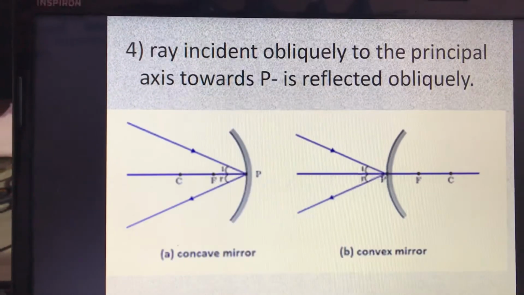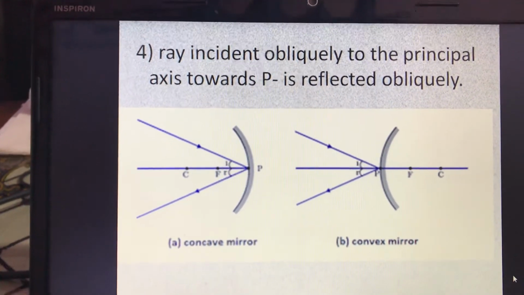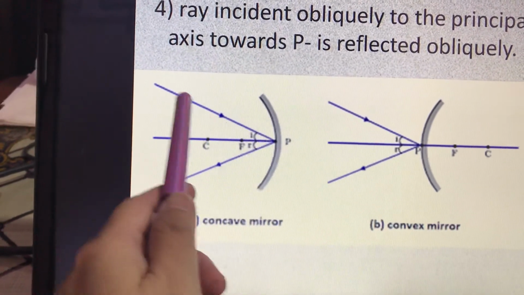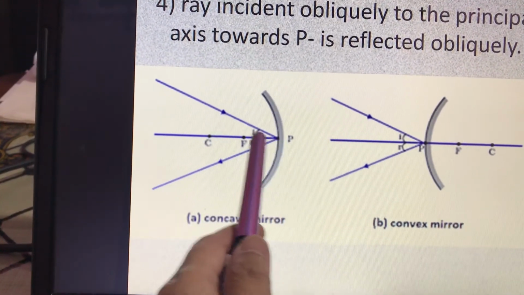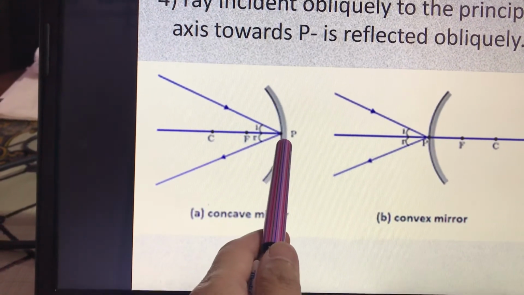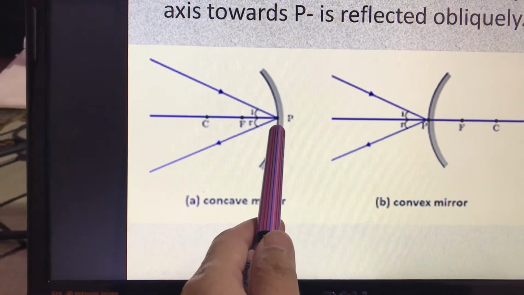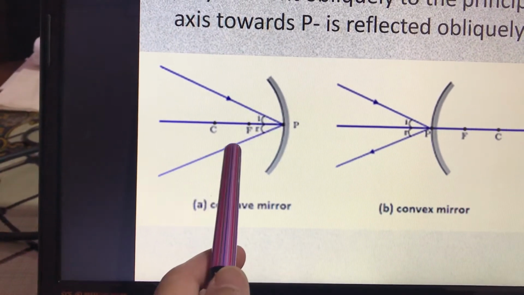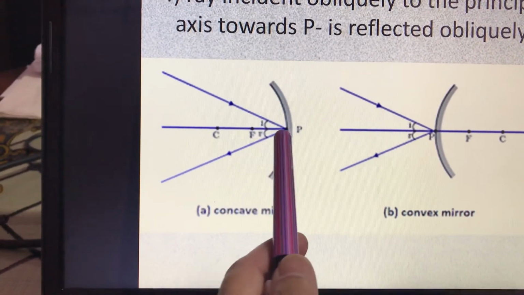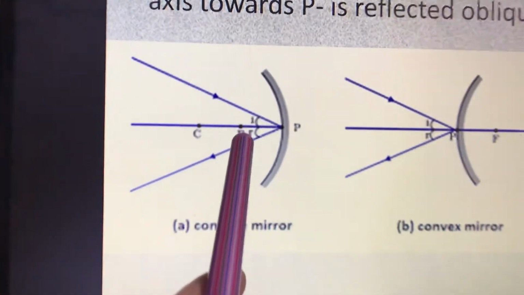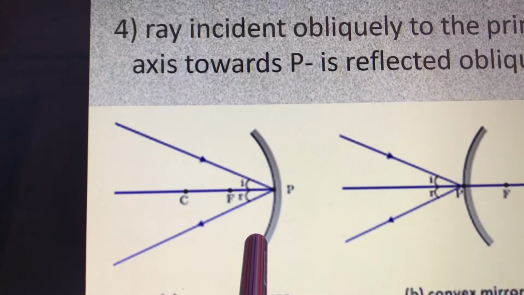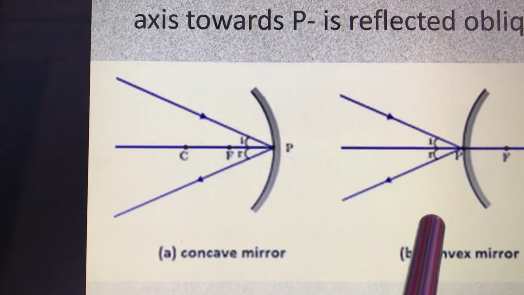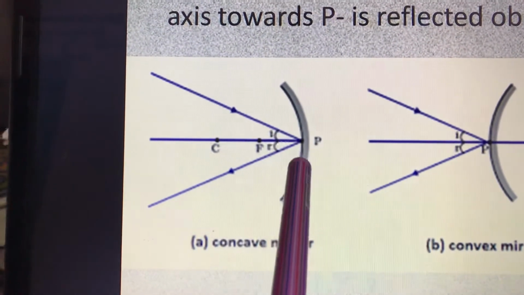Now the next rule, ray incident obliquely. This is the pole. A ray which is incident at some angle at P, then it gets reflected by the same angle obliquely. Okay, so here angle I is equal to angle R. You can observe same in the convex mirror also.